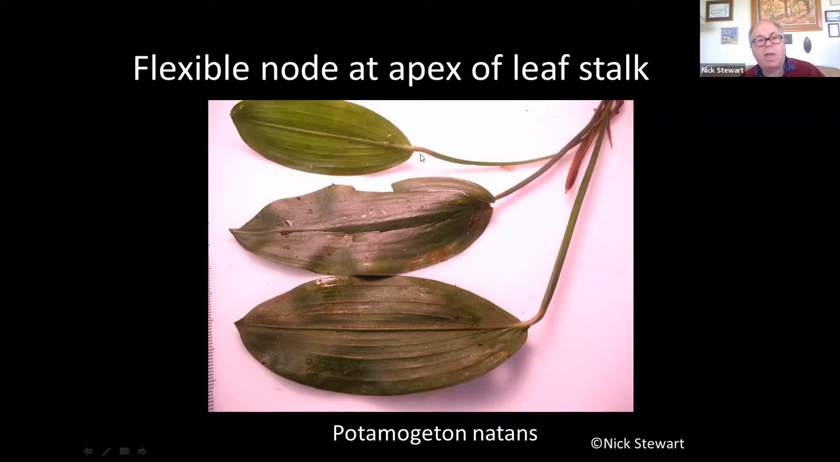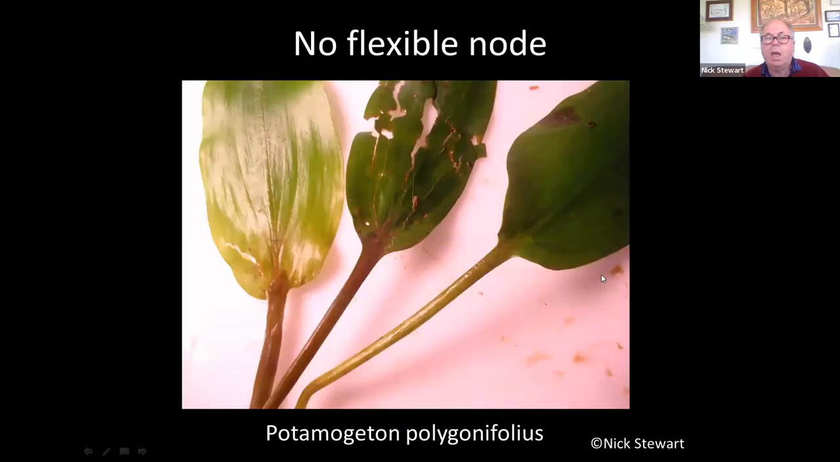Potamogeton natans produces this. The bog pondweed, Potamogeton polygonifolius, doesn't produce that, nor any of the other species that produce floating leaves. Just for contrast, there's the bog pondweed, Potamogeton polygonifolius, and you see that the stalk runs smoothly from the stem into the leaf, and there's no discoloured bit of stem.